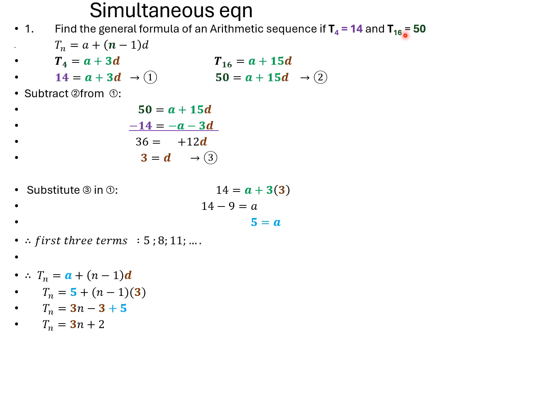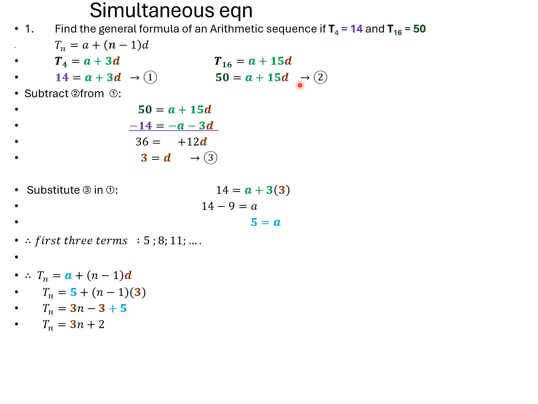Term 16 equals 50. So term 16 would be a plus 16 minus 1, which gives me 15, so it's a plus 15d. But term 16 is 50, so 50 equals a plus 15d. That's my equation 2. Now we're going to subtract one equation from the other. I'm subtracting the smaller value from the bigger, so I'm going to subtract 1 from 2.